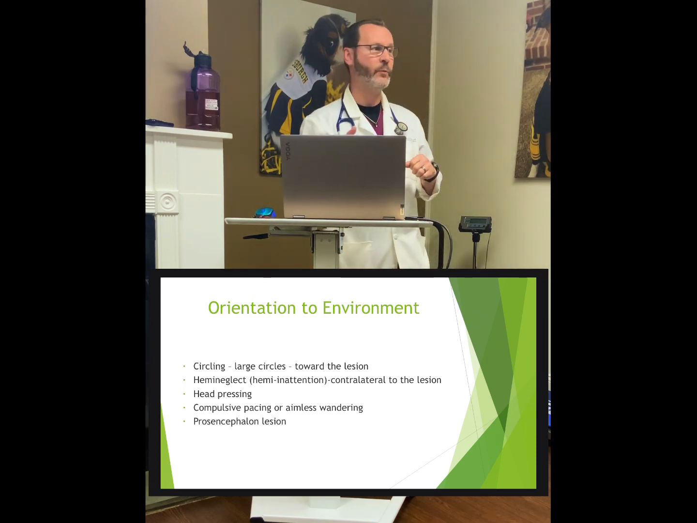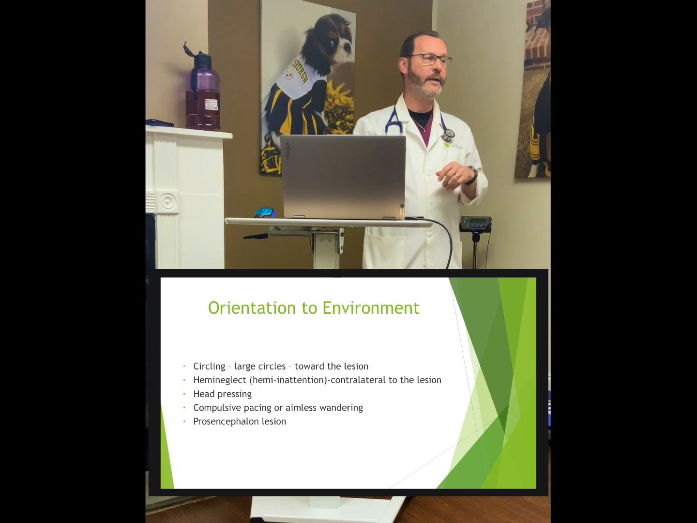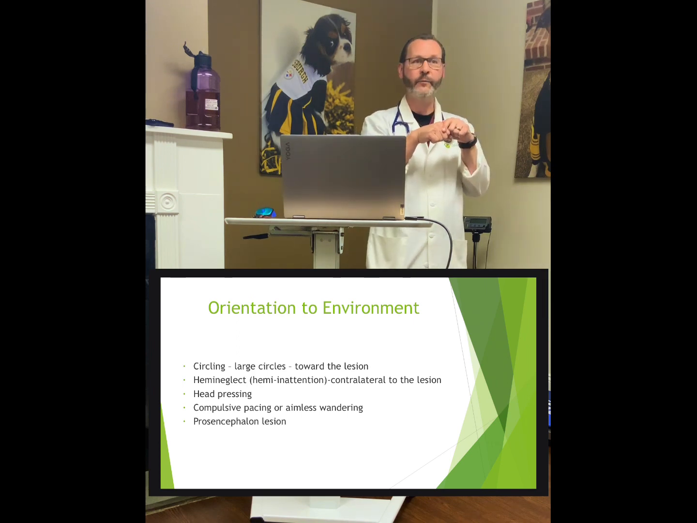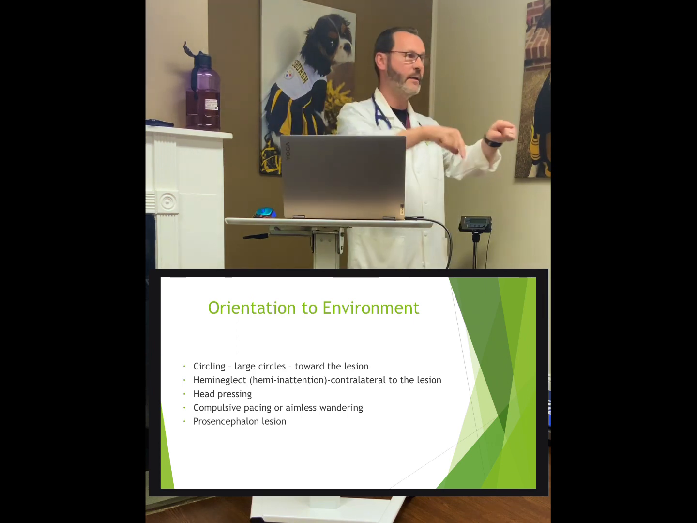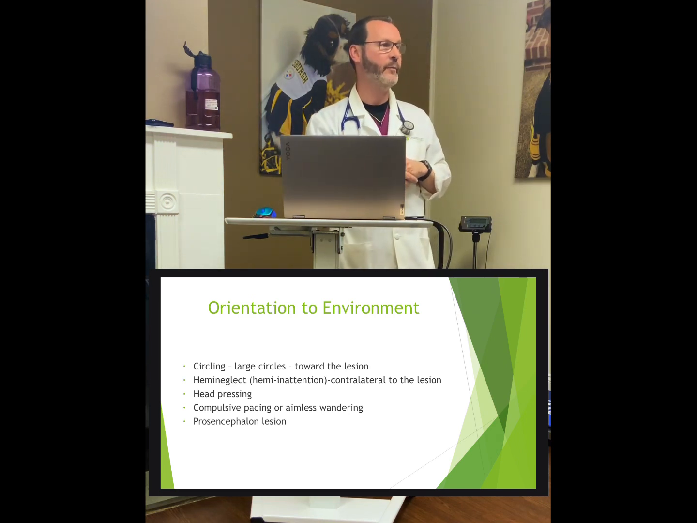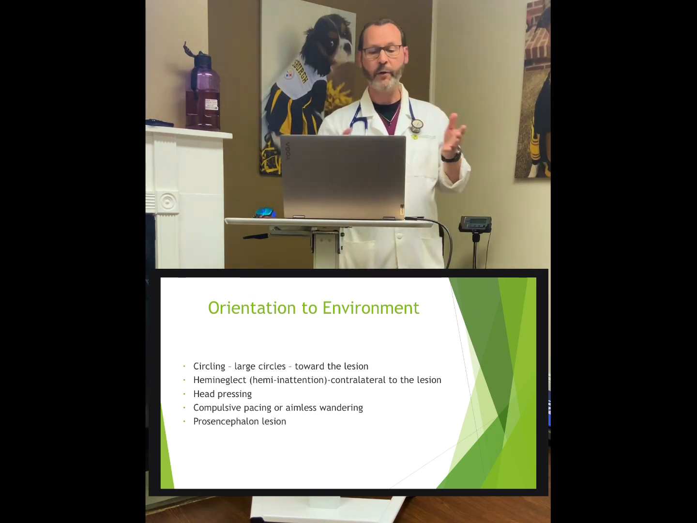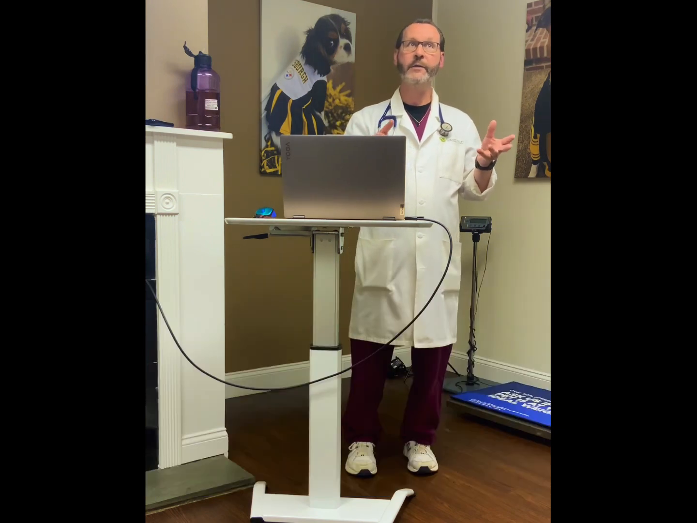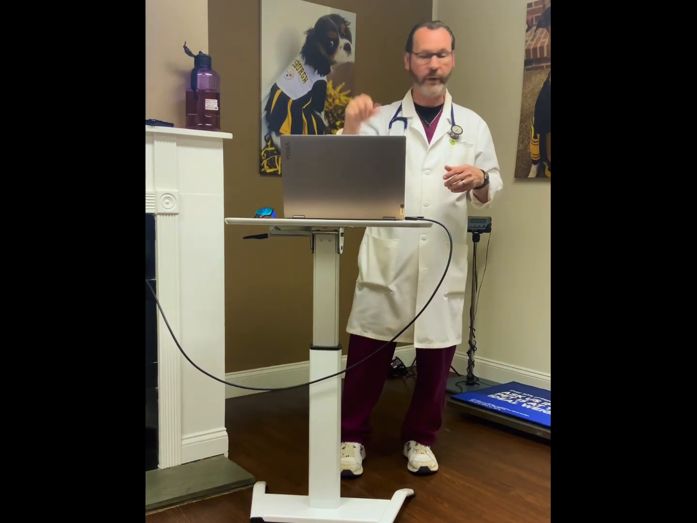Compulsive pacing or aimless wandering. This is common for cats. Most cats are going to cower or stay in one spot in the room. If you see one that keeps on pacing and pacing and pacing, that might be a cat that has a prosencephalon lesion. So kind of be a little bit aware of that one for you. And all these alterations in the orientation environment are usually forebrain type of lesions.